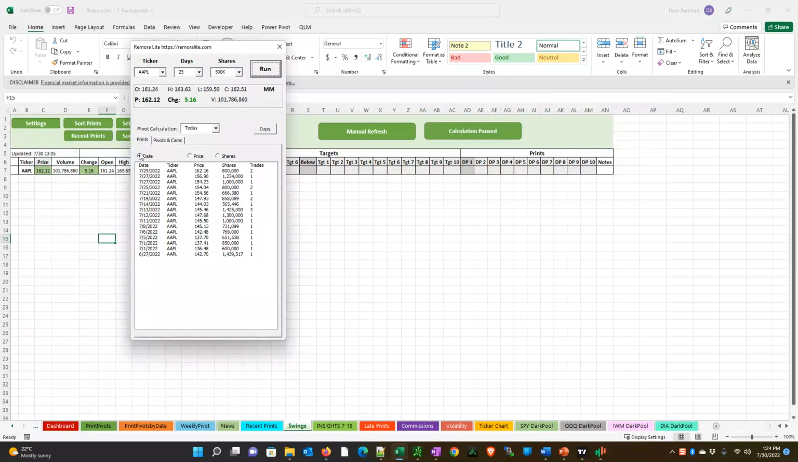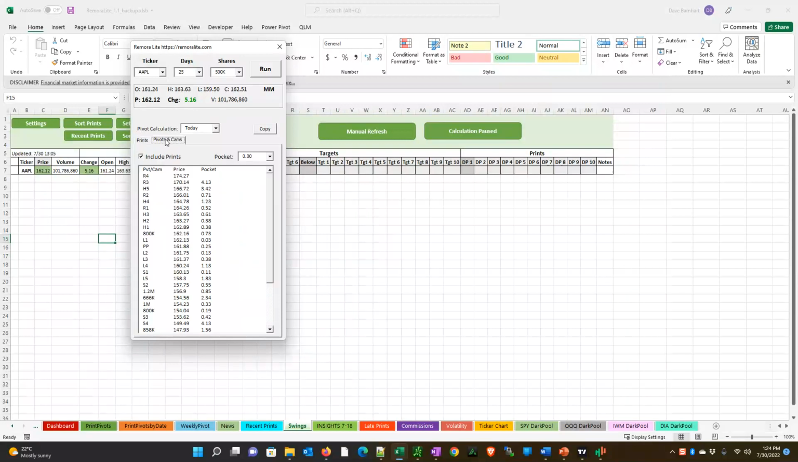But anyway, you can see quickly what the prints are. Now, the setup for this is great because if we click on pivots and cams, let me just untick this first, and we'll just look at the pivots and cams by itself. So if you use Thinkorswim, Thinkorswim will give you all of the pivots and cams, right? But Remora gives you the pivots and cams too.